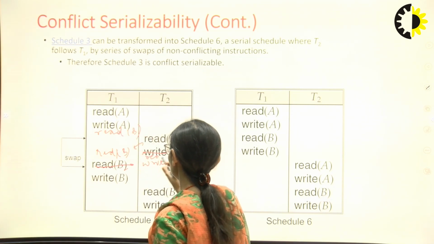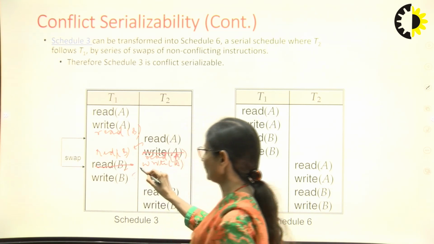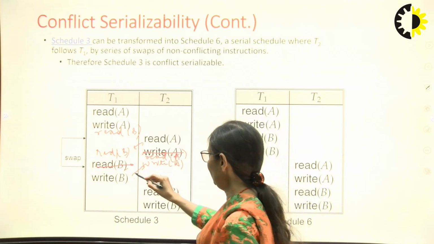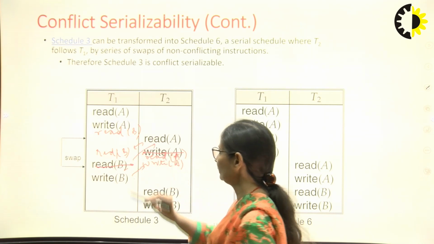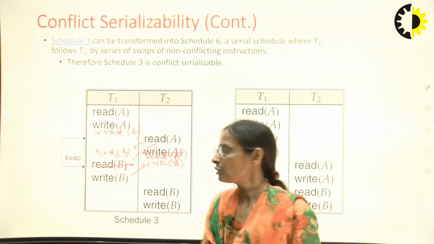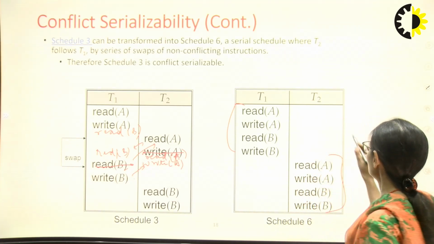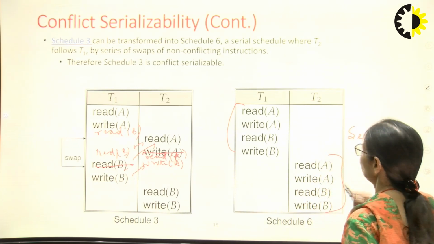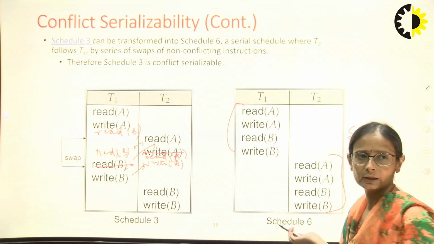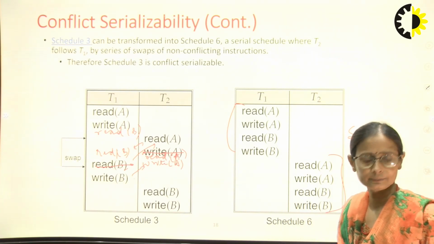and read A here. Similarly, we can swap B and A, these two instructions working on different data items. Again, once it comes here, B and read A are again non-conflicting instructions. So here we can get this schedule. If you look at the figure, this is my serial schedule, isn't it? So this schedule 3 is conflict equivalent to, or you could say conflict serializable to, schedule 6.